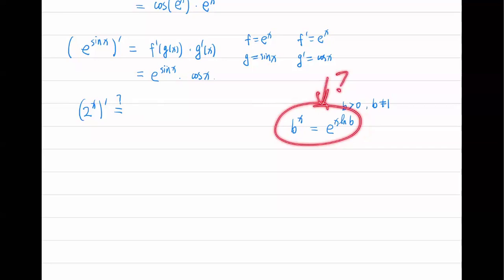So e to the power of x natural log of b is the same thing as the composition of the functions e to the power of x and x natural log of b.